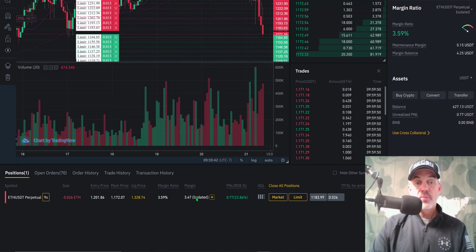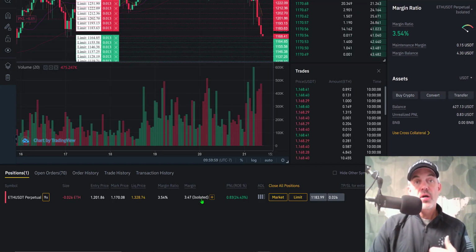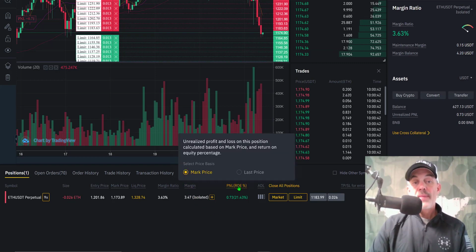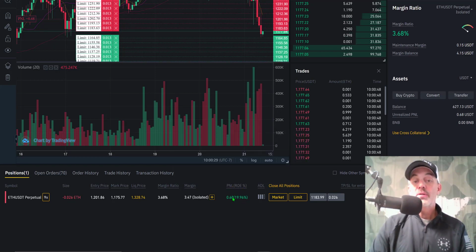Again, my margin ratio is the same as it was over here, around 3.5, almost 4. And then the margin is 3.47, and it's isolated. And if you're wondering what isolated means, you have a choice when you set up the bot to either do cross, which means you will share the margin across all your investments, or isolated, so if it gets liquidated, the margin is limited to just this investment. And my P&L, which is unrealized profit and loss, is 68 cents or 20%. And then I have the option to go ahead and close all my positions.